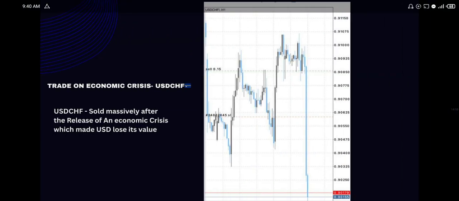So let's go into more. You can see a trade on an economic crisis, when they announced the war against Russia and, I think, Ukraine. This was the news release. You see the spike, see the lot size I used, 0.15. I think I doubled it. I doubled the 0.15 two times. I placed the trade. You can see I've already moved my stop loss to positive, and the market went straight down massively.